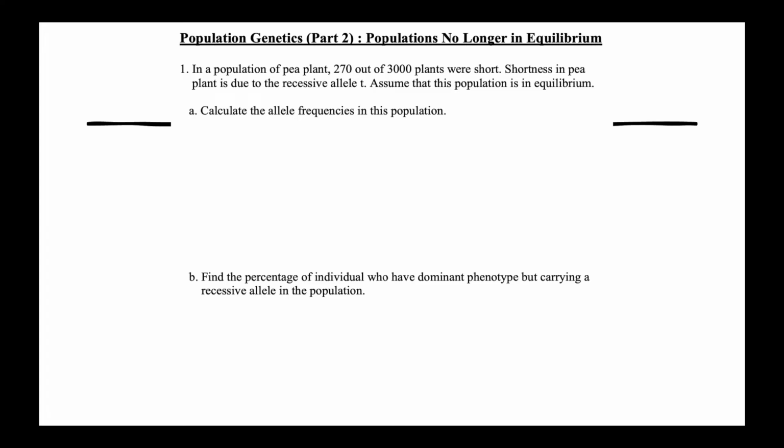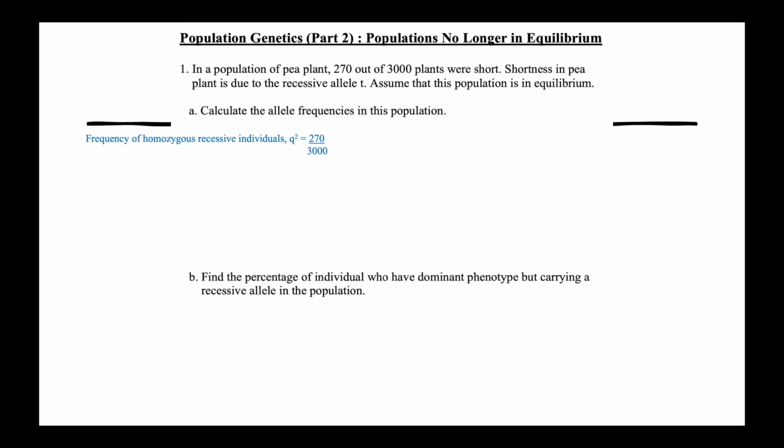Now let's get back to question A. What the question really wants? The question wants us to find the frequency of dominant allele and frequency of recessive allele. Given in the question, we know that there are 270 homozygous recessive individuals. So therefore, the frequency of homozygous recessive individuals, q square, is equal to 270 divided by 3000.